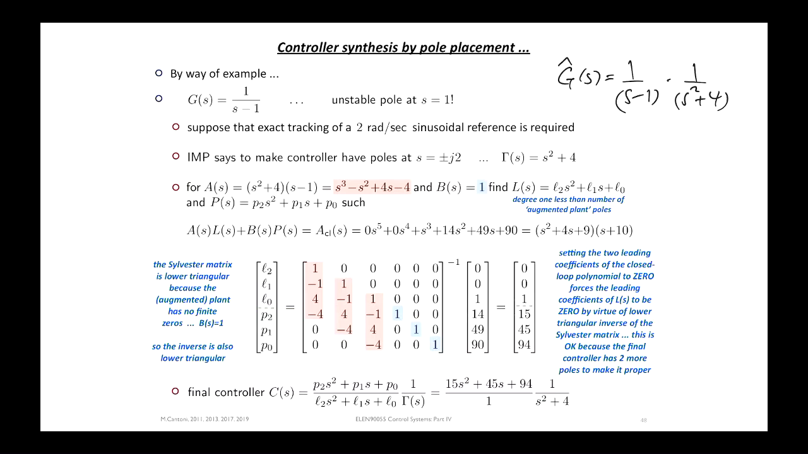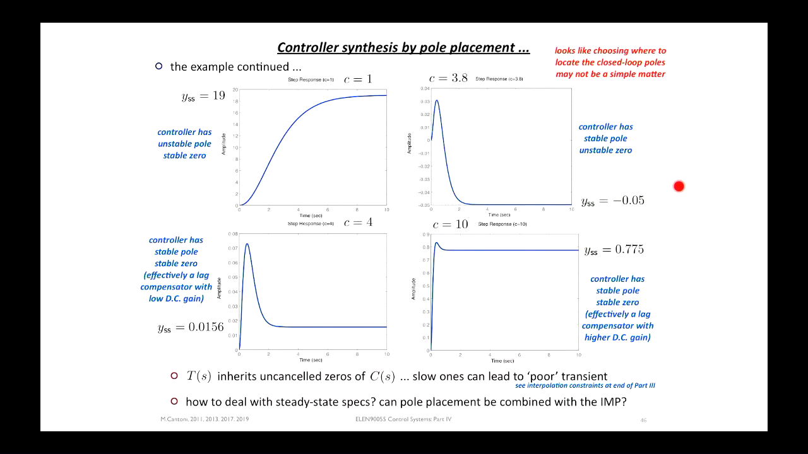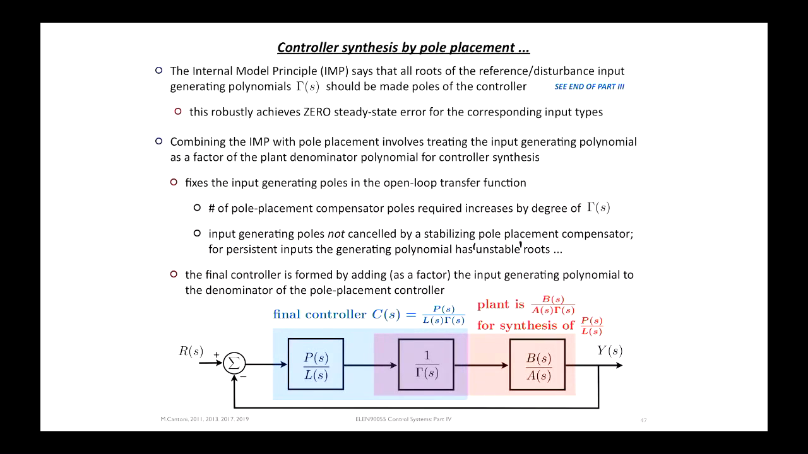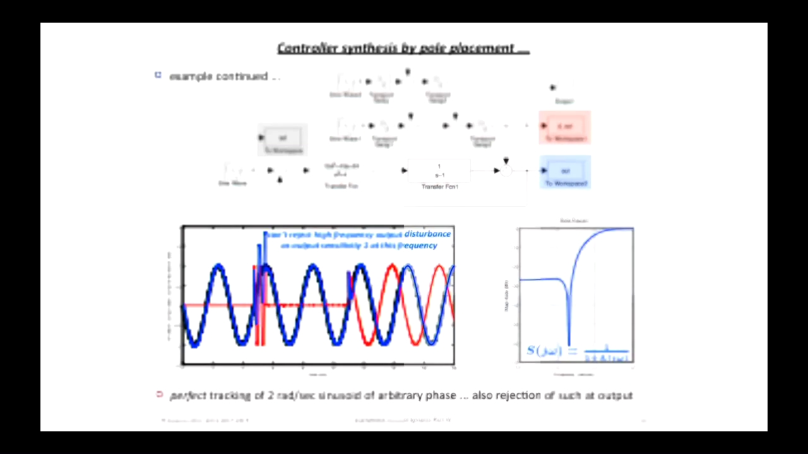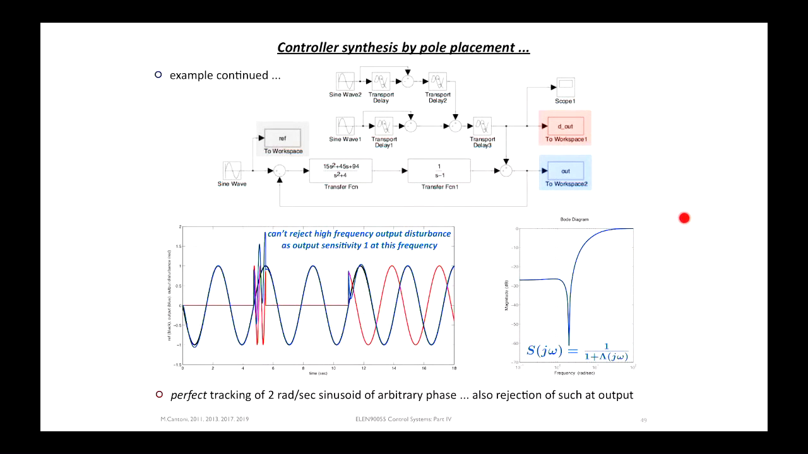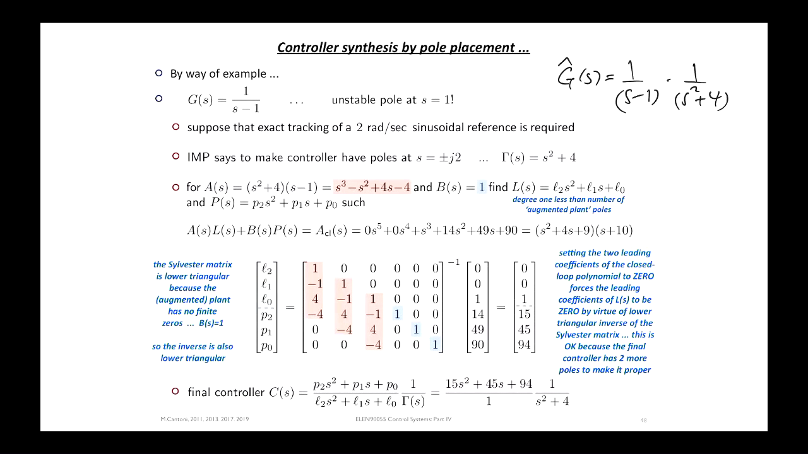Okay. Anyway, so there are some things that you can do to overcome the sorts of limitations revealed by this example, and to get steady state performance specifications, use the internal model principle. All right. So this is just a little, continuing on this example to show you what happens with this controller.